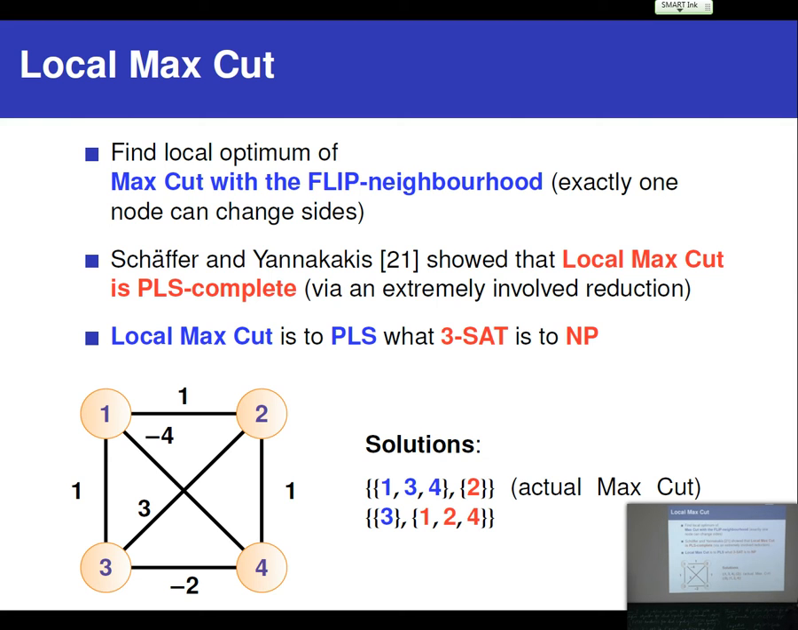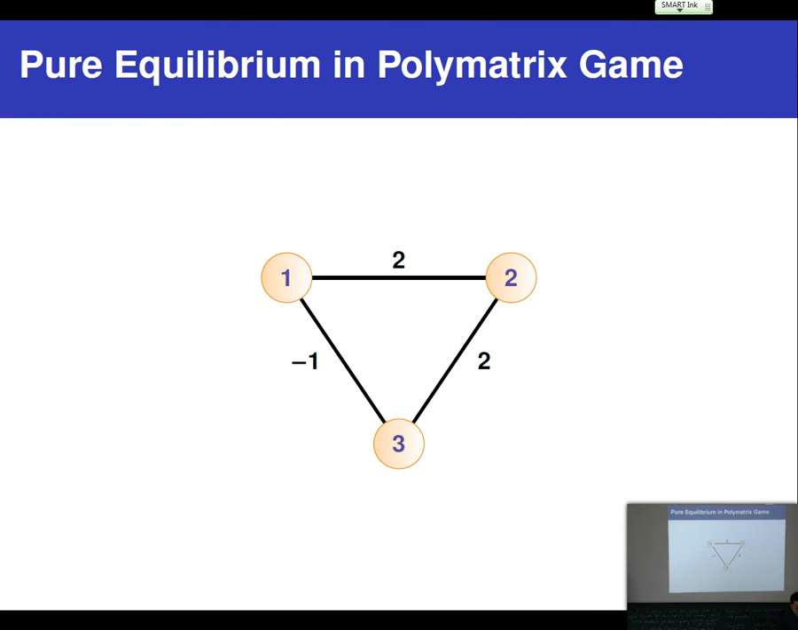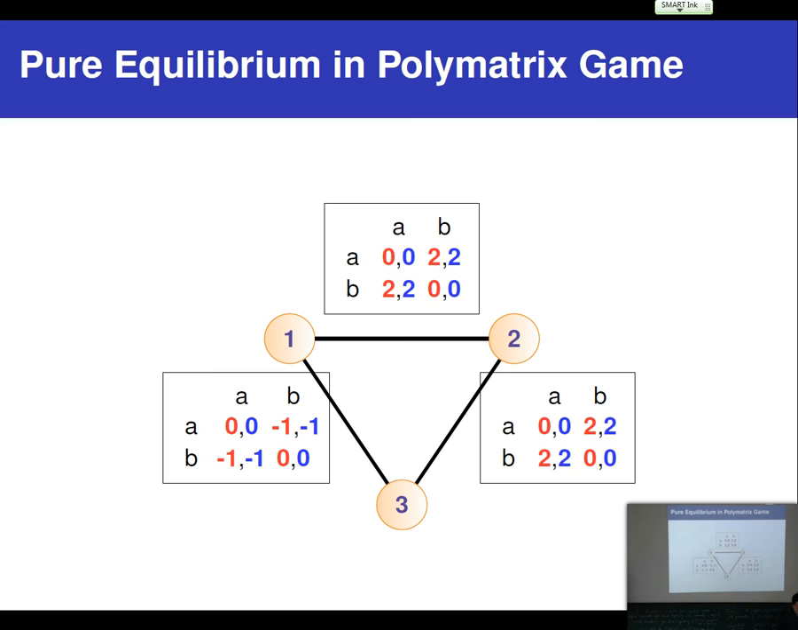So anyway, we already basically saw this reduction. If we take an input graph like this, an instance of local max cut, all we do is keep exactly the same graph as the interaction graph in the polymatrix game. It wouldn't need to be a complete one. And we replace the weights with 2x2 bimatrix games, where the weight appears for both players on the off diagonal. And it's exactly doing what we want.